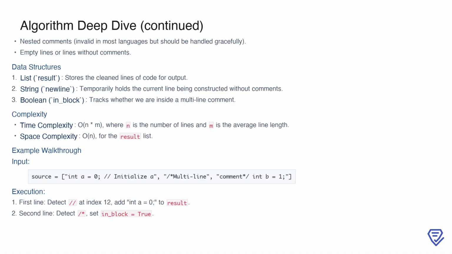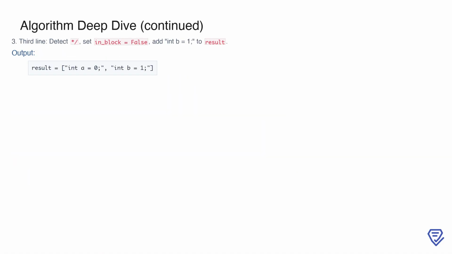In terms of complexity, the time complexity is O(n*m), where n is the number of lines in the source code and m is the average length of a line, as we inspect each character individually. The space complexity is O(n), which accounts for the storage of the clean lines in the result list. To better understand how the algorithm works, let's walk through an example.